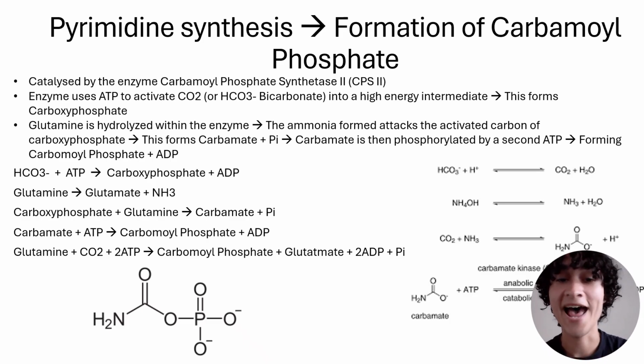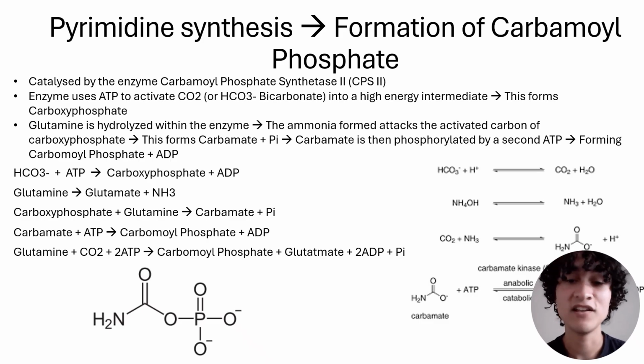So then another molecule of ATP is going to act as a phosphate donor, donating that gamma phosphate to form carbamoyl phosphate and ADP as a byproduct. So the overall equation to this reaction is glutamine plus CO2 plus 2 ATP gives you carbamoyl phosphate plus glutamate plus 2 ADP and 1 inorganic phosphate. And again, that inorganic phosphate has left from the nucleophilic attack of the amine group from our glutamine on our carboxyphosphate, giving us carbamate, and that's where that inorganic phosphate comes from.